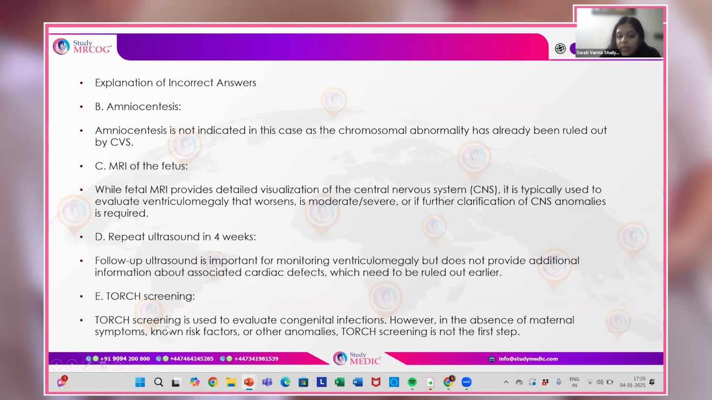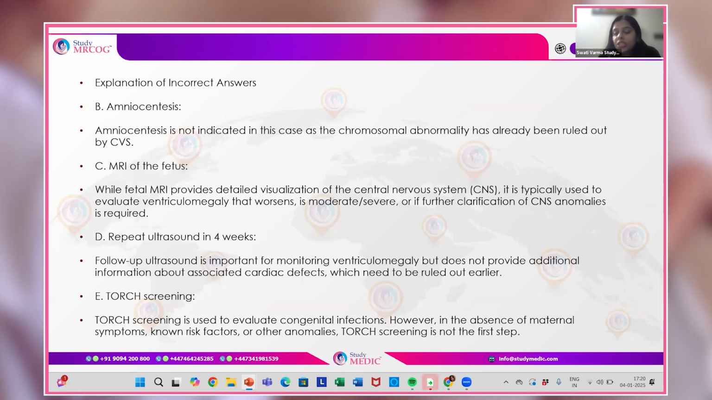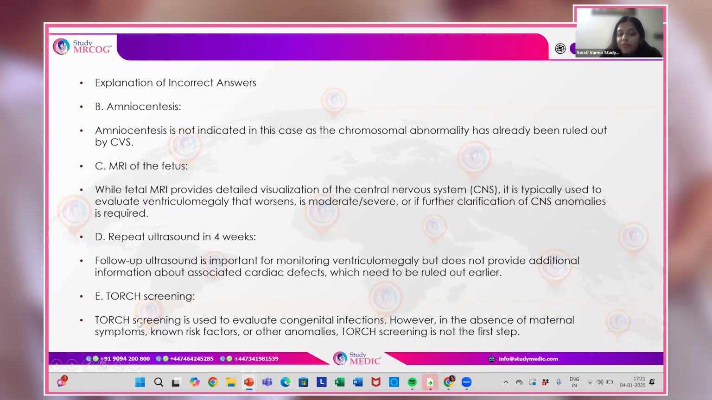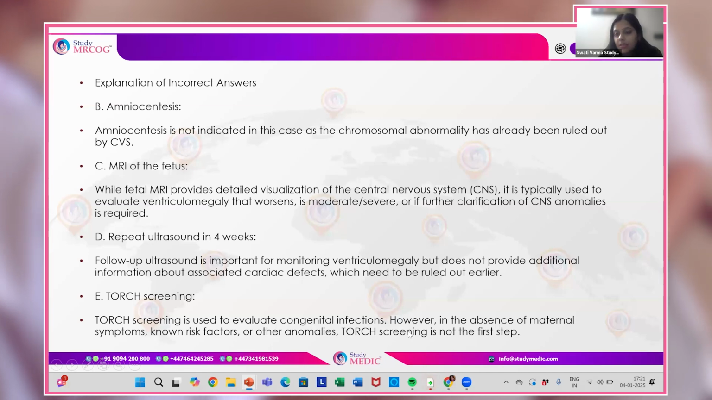Why not TORCH screening? It is used to evaluate congenital infections, and it might come to our mind that toxoplasmosis is associated with ventriculomegaly, or cytomegalovirus may be associated. So why not this? But in the absence of any maternal symptoms or known risk factors, as such, TORCH screening is not offered as the first step.